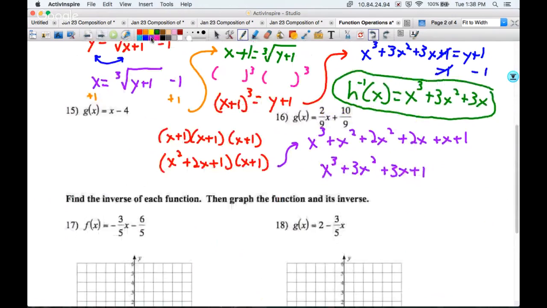The inverse of 15 looks really simple. Y equals x minus 4. This becomes then x equals y minus 4. Add 4, add 4. Y equals x plus 4, or g to the negative 1 of x equals x plus 4. Just give me 1 second here.